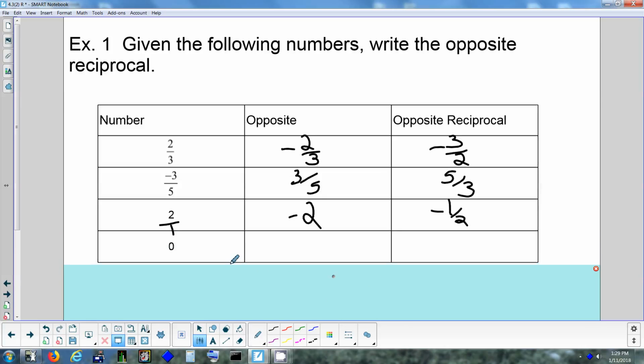All right. We got one more. 0. There's no negative 0. Opposite reciprocal? Like 0. No. That doesn't make sense. Undefined.